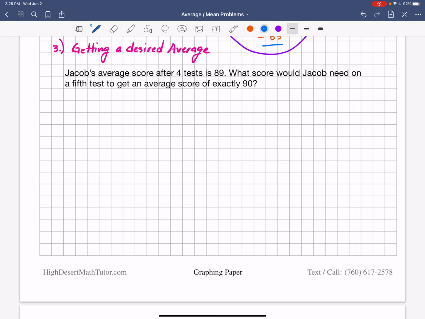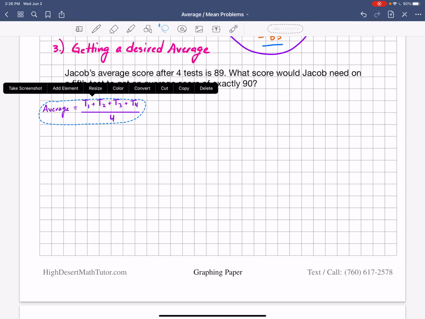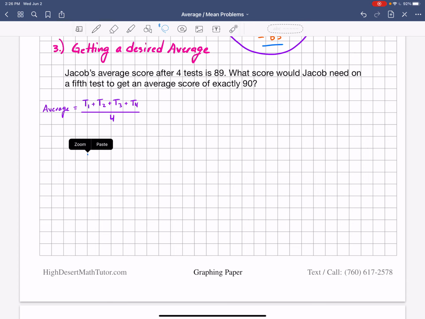So let's see. Let's set ourselves up again by writing an average formula for the first bit of information. So the first average, the formula is the average is equal to the sum of the first 4 tests, test 1 plus test 2 plus test 3 plus test 4, and then we divide that sum by 4. Now, using this formula, remember, since we were given the average, in this formula where it says average, we can plug in the number that was given to us.